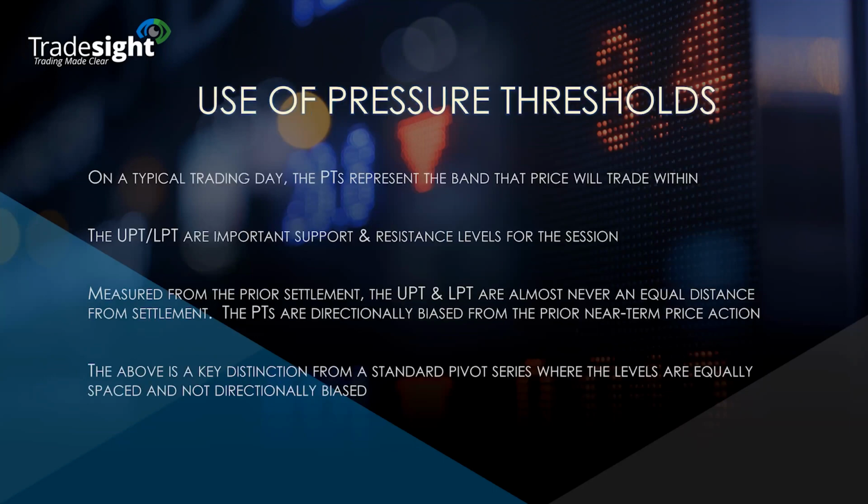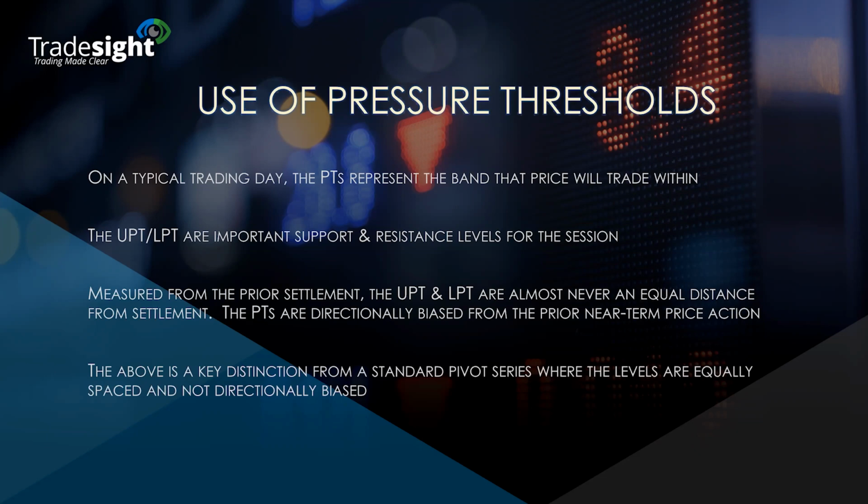On a typical trading day, the PTs, the pressure thresholds, represent the band, like I said, that we will trade within. The upper pressure threshold and the lower pressure threshold are important support and resistance levels for the session. They're measured from the prior settlement, like I said. The UPT and LPT are almost never an equal distance from settlement. They are directionally biased from the prior near-term price action, and this is why it's so different from the pivot series.